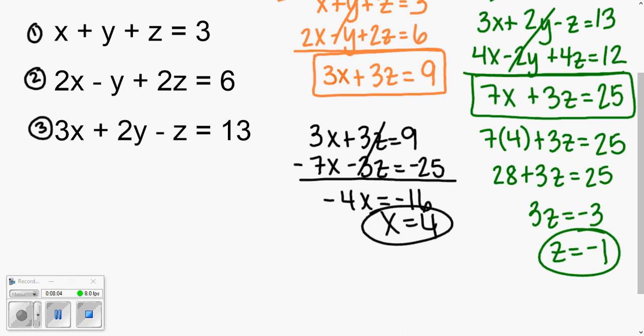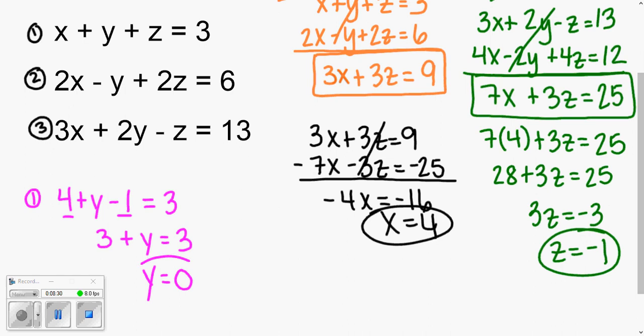All right, all I need left is y. I'm just going to pick any of the first three equations to find y. I'm going to actually pick the first one because it looks the easiest to me. So in equation 1, if I put a 4 in for x and a negative 1 in for z, I get 4 plus y minus 1 equals 3. 4 minus 1 is 3 plus y equals 3. And subtracting 3 from both sides gives me 0.